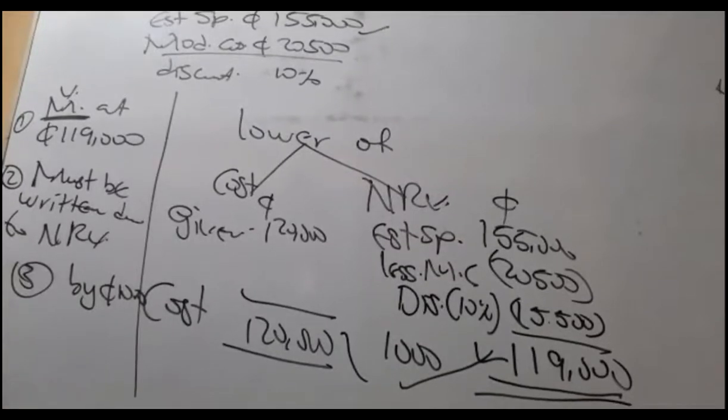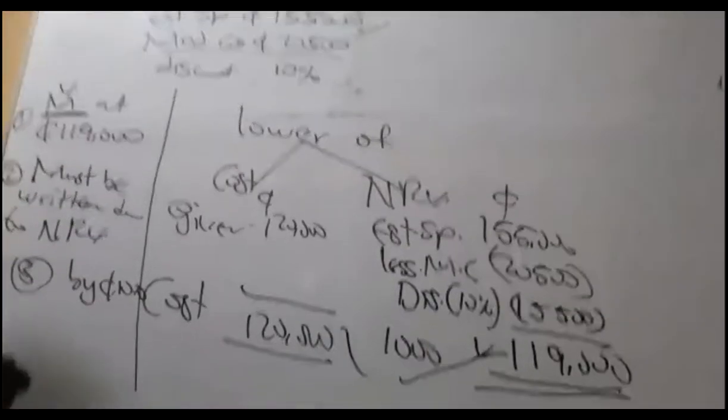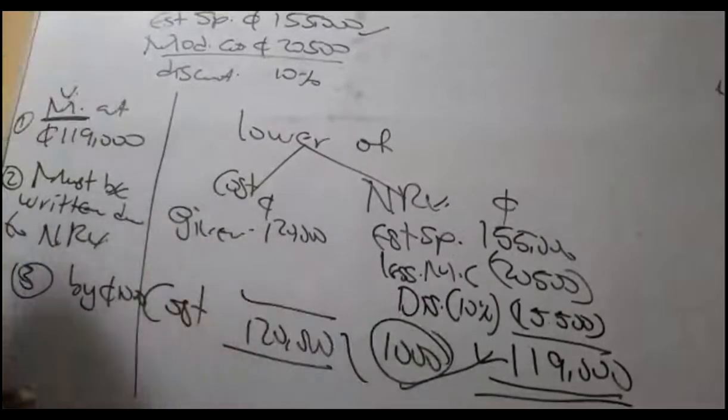Now in a P&L, how do you treat it? In a P&L, if you have already calculated your cost of sales, then add this 1,000 Ghana cedis to the cost of sales. It's an expense.